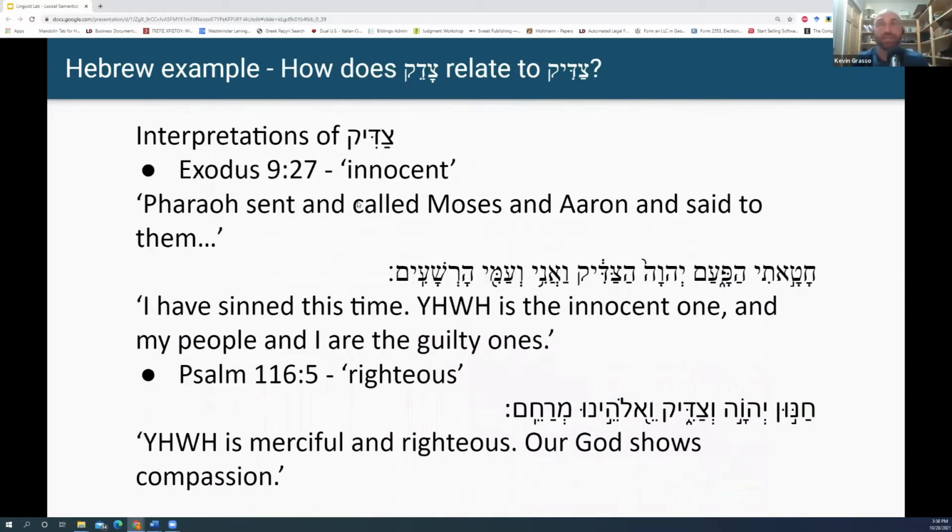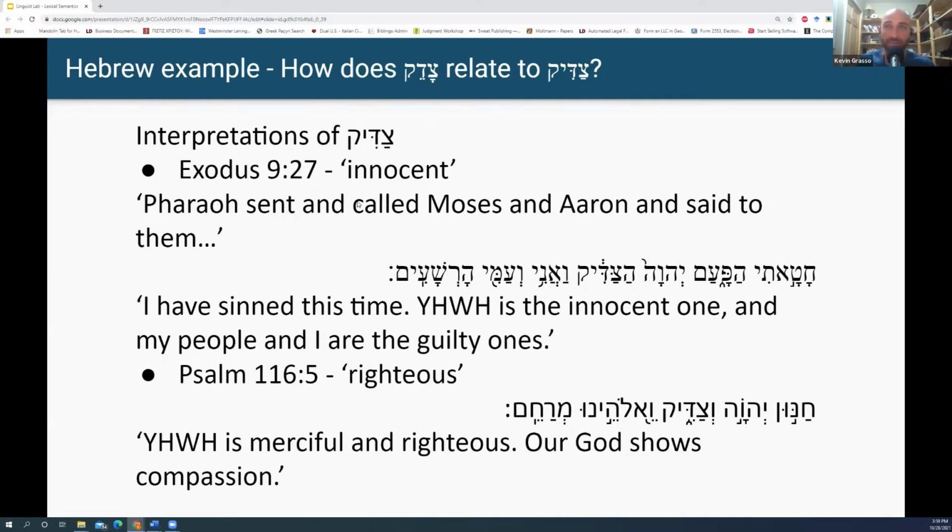Now, how does this relate to tzaddik, the adjective? You have examples where tzaddik is innocent, just like with the verb. Pharaoh sent and called Moses and Aaron and said to them, "Chatati hapa'am, Adonai hatzadik va'ani ve'ami haresha'im." I have sinned this time. Yahweh is the innocent one, and my people and I are the guilty ones. So it's very clear from this context that it's talking about a specific instance: I have sinned this time. It's not talking about God being righteous in general.